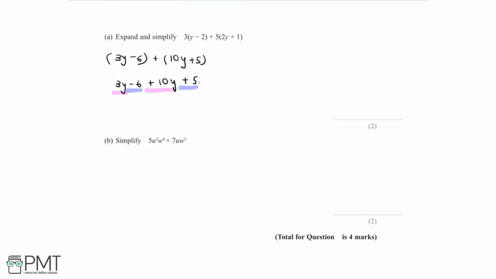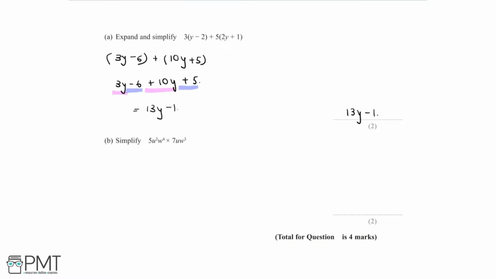And so let's start with the y terms. 3y plus 10y is equal to 13y, and minus 6 plus 5 is equal to minus 1. And so the expanded version of 3 brackets y minus 2 plus 5 brackets 2y plus 1 is equal to 13y minus 1.